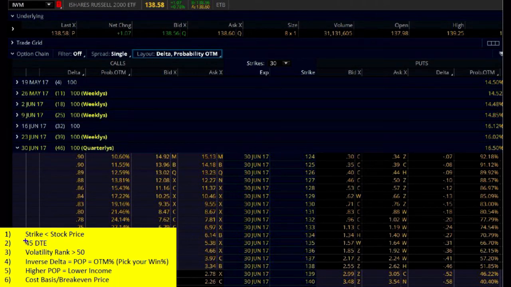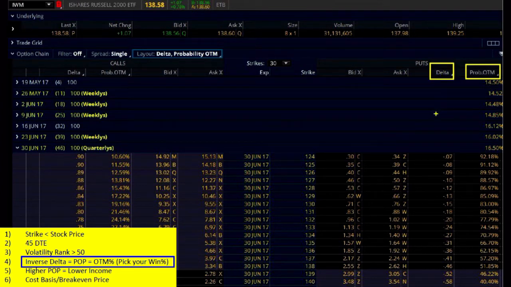Now what do I mean by this? Because I'm sure everybody was confused when you first saw inverse delta equals POP, out of the money percent, pick your win percentage. Holy smokes, that's a mouthful. Let me show it to you and I think it'll make a lot more sense. Since most platforms don't necessarily show you the probability of out of the money, which actually means your chance of winning, delta is something that most platforms, if not all of them, have. So in order to work out your chance of winning, if you don't have this as a potential column on your platform, it's really easy.